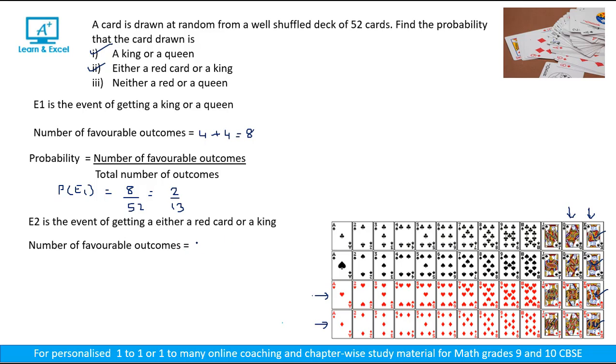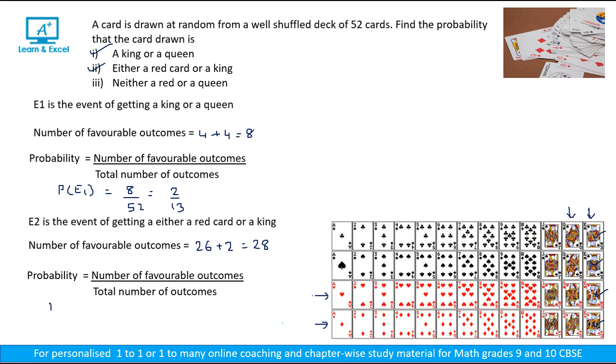So the number of favorable outcomes will be, for the red card it will be 26, which includes the 2 kings. Then we will have 2 more kings that are for the black cards, so plus 2, which is equal to 28. So the probability that the event E2 is happening will be equal to 28 divided by the total number of outcomes, which is 52. Simplifying, we get this as 7 by 13.